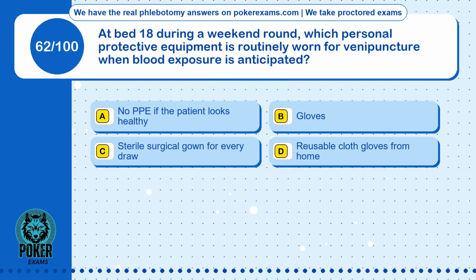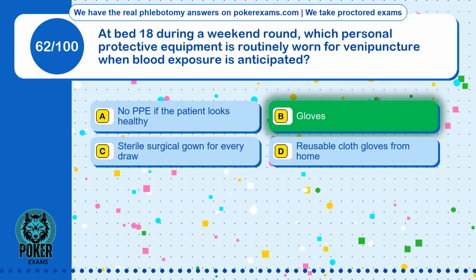Question 62. At bed 18 during a weekend round, which personal protective equipment is routinely worn for venipuncture when blood exposure is anticipated? Option A, no PPE if the patient looks healthy. Option B, gloves. Option C, sterile surgical gown for every draw. Option D, reusable cloth gloves from home.